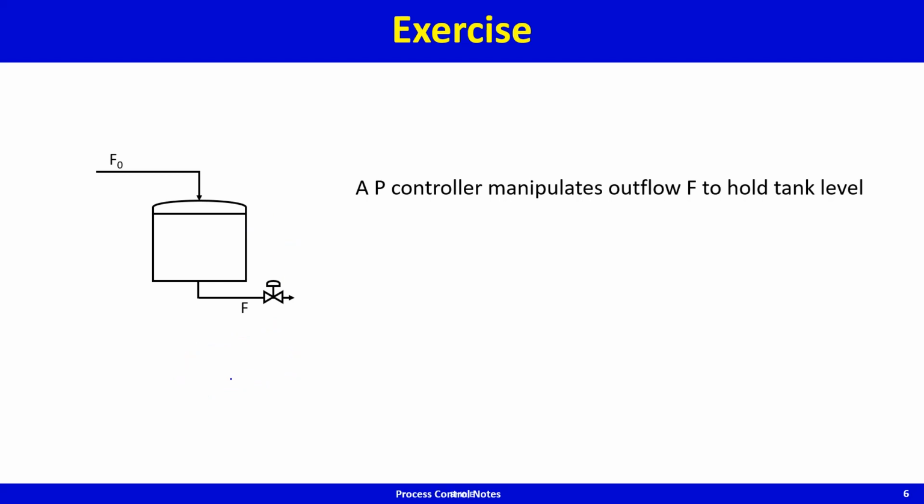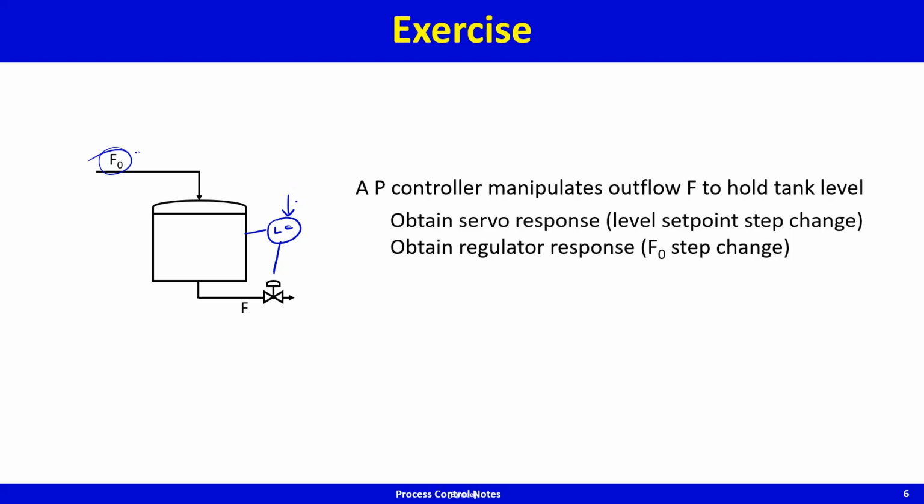So you got this level controller. A P controller is manipulating the outflow. Obtain expressions for the variation in level and outflow to a change in set point of the level controller or a change in F naught. So this would be the servo response, this would be the regulator response. So obtain the servo response where the level set point changes, and obtain the regulator response where the F naught changes as a step. This would be an exercise that is very similar to what we have done in class in this lecture. So do this as an exercise.